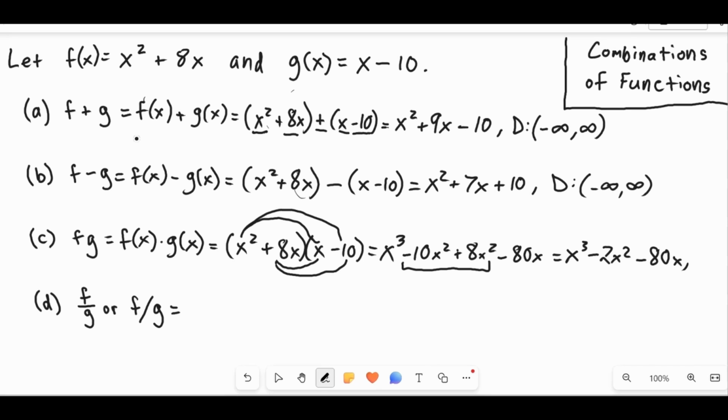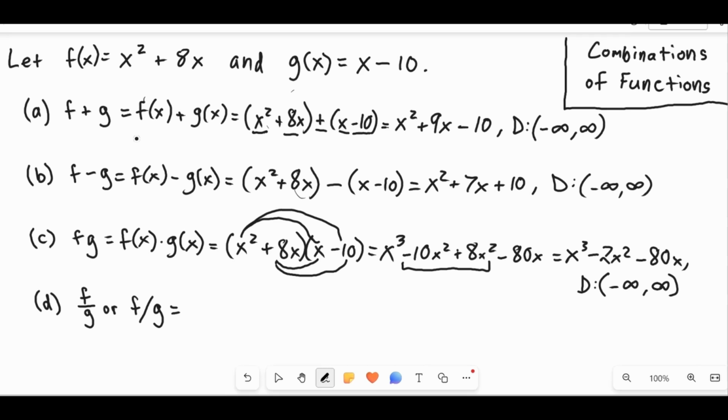And if we wanted to identify the domain of this, it is a cubic function, and cubic functions have the domain negative infinity to positive infinity. That's all real numbers. You can plug anything into a cubic function. There's nothing that can't be plugged in legally, okay?